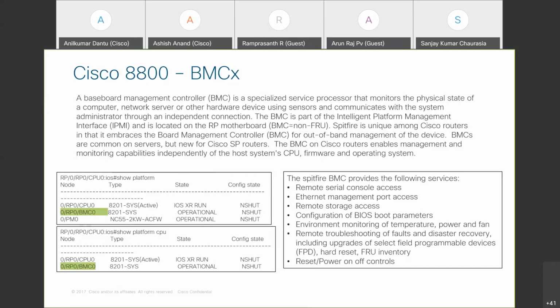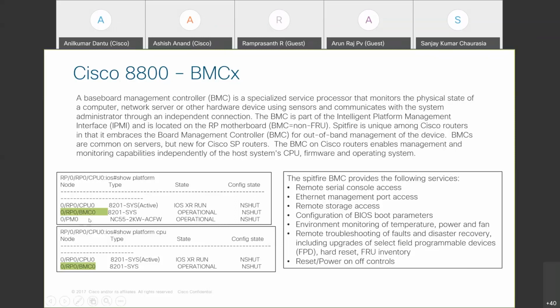Plus, in case the customer wants to reset or reload the router remotely, he can use the BMC. In case the router is not accessible via management or via console, he can still use BMC to access the router and reload without sending a field engineer there. So those are various use cases for that.